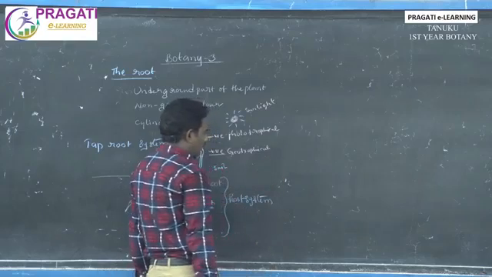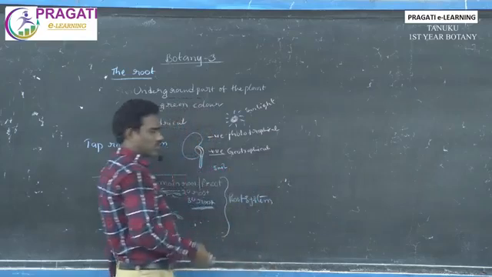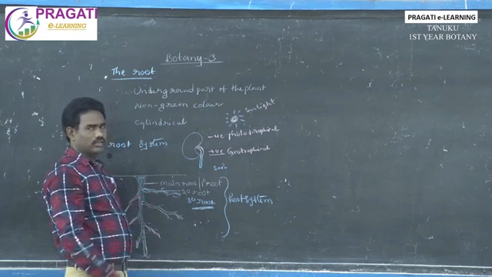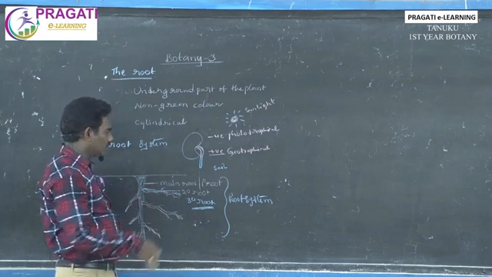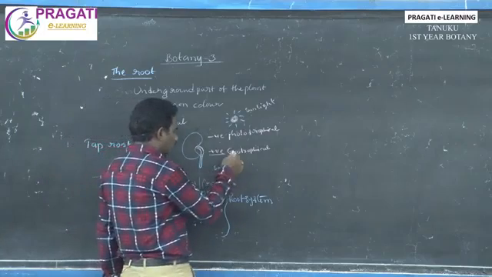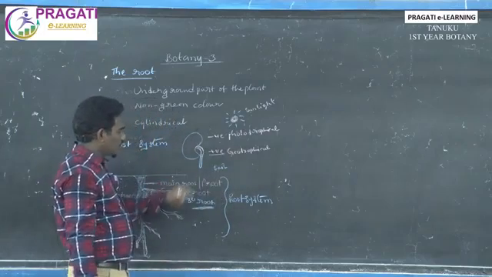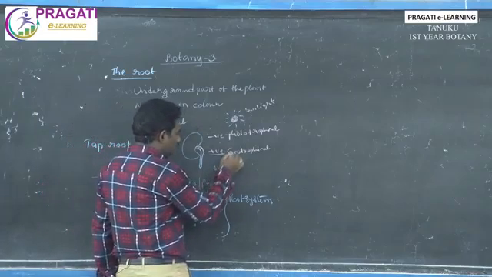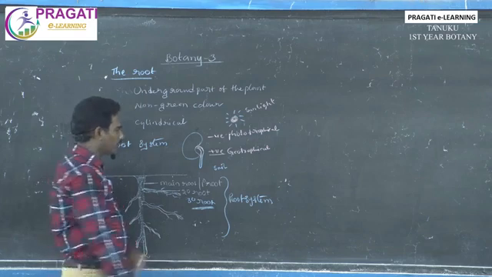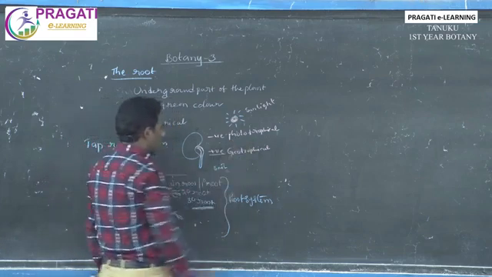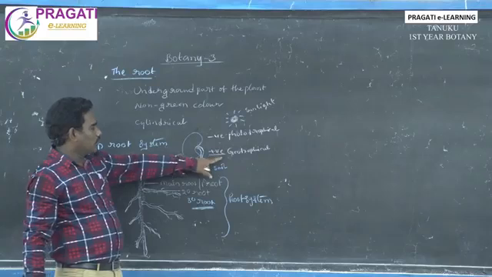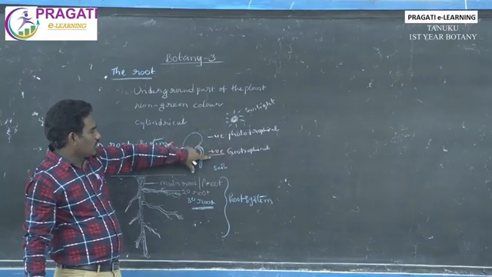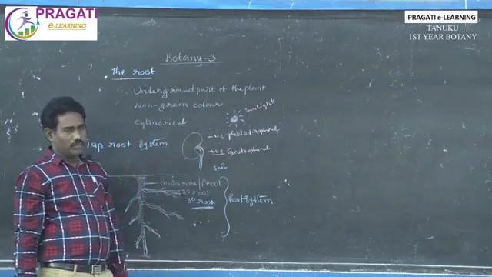Next, in hydrophytic plants, the root shows positive hydrotropism. It penetrates into water in hydrophytes. In land plants, it penetrates into soil. Roots are positively geotropic and negatively phototropic.